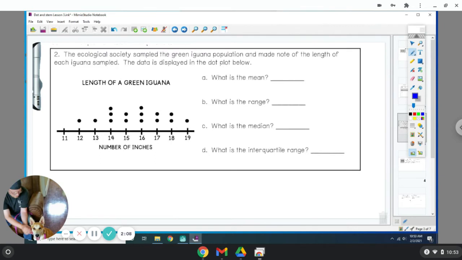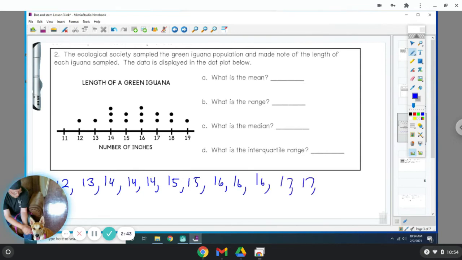Okay, so this is another dot plot. It says the society sampled the green iguana population and made note of the length of each iguana. The data is displayed below. It asks, what's the mean? So what we're going to do is list out this dot plot. You have 12, 13, 3 14s, 2 15s, 3 16s, 2 17s, 2 18s, and 1 19.